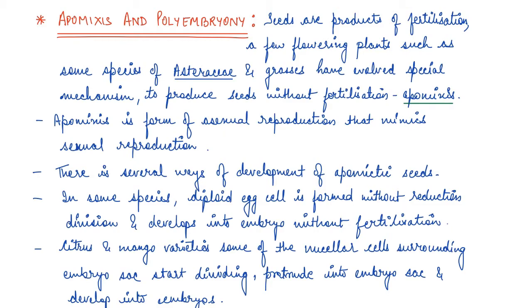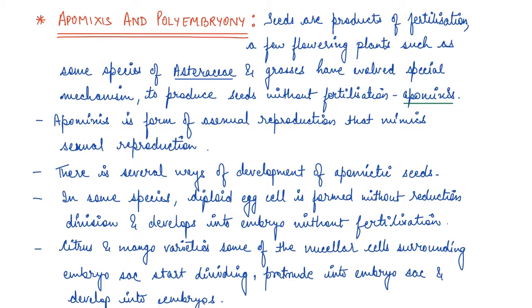So I hope you have understood apomixis and polyembryony as well, right? Apomixis is a form of asexual reproduction which mimics sexual reproduction, but in that case the plant produces seed without fertilization. And polyembryony is the occurrence of more than one embryo in a seed. In many plants, one seed can have many embryos because the development is very different, right?